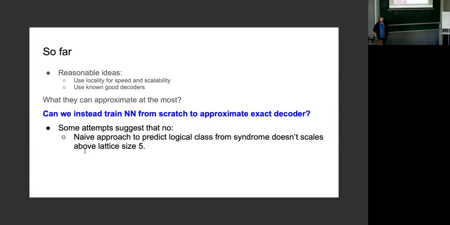Because if you just take a syndrome and you would like to output not error probabilities, but logical classes, it will not scale to any reasonable size, like 5, 7. I also tried it, it didn't work, and it's easy to see why. First of all, it's a very complicated problem itself. You need to sum up an exponential number of loops on a larger size to output class probabilities.